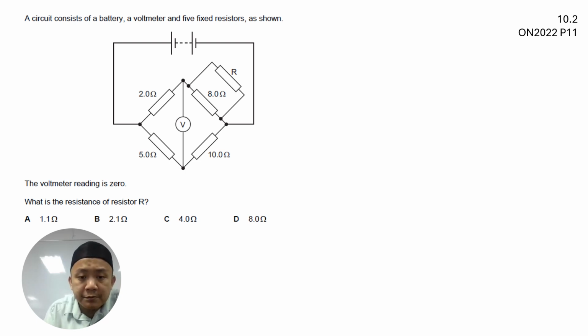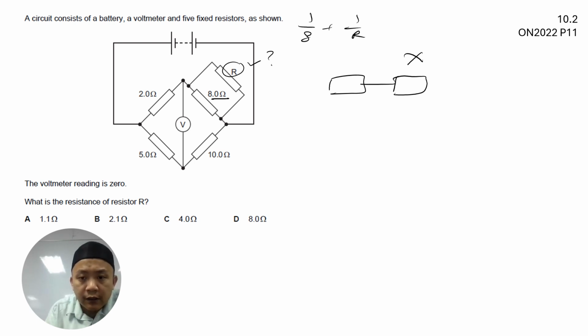For example, if you observe the 8 ohm resistor as well as the resistor R that we need to find, these are basically two resistors in parallel, which you can reduce into a single resistor. So let's label this resistor X, where 1 over 8 plus 1 over R is equivalent to 1 over X in parallel. This one we have to do eventually towards the end.